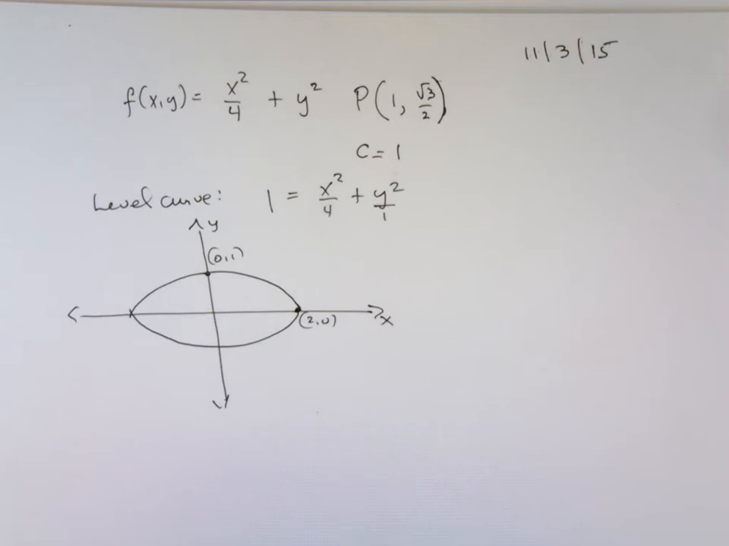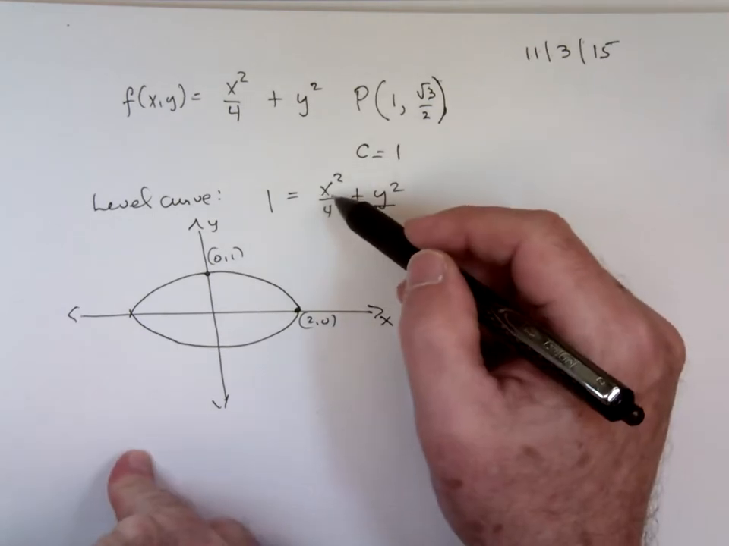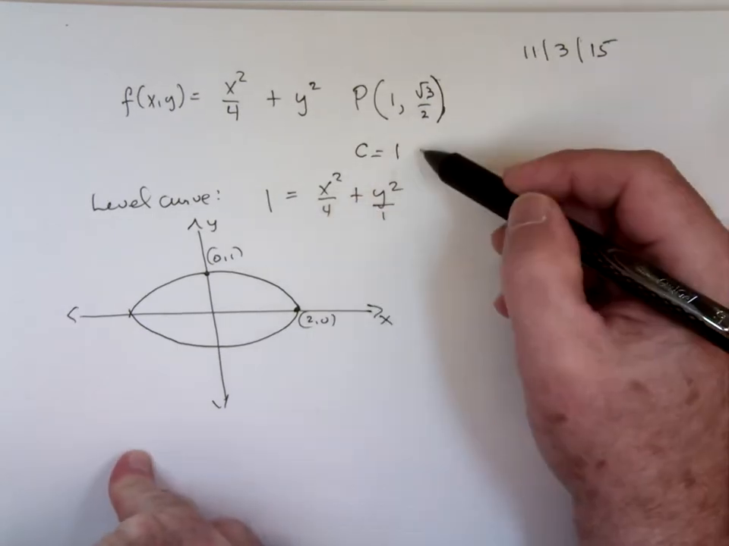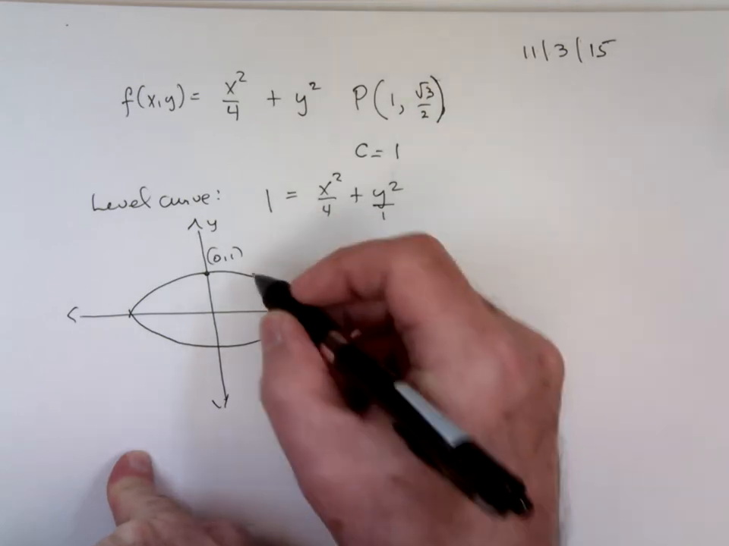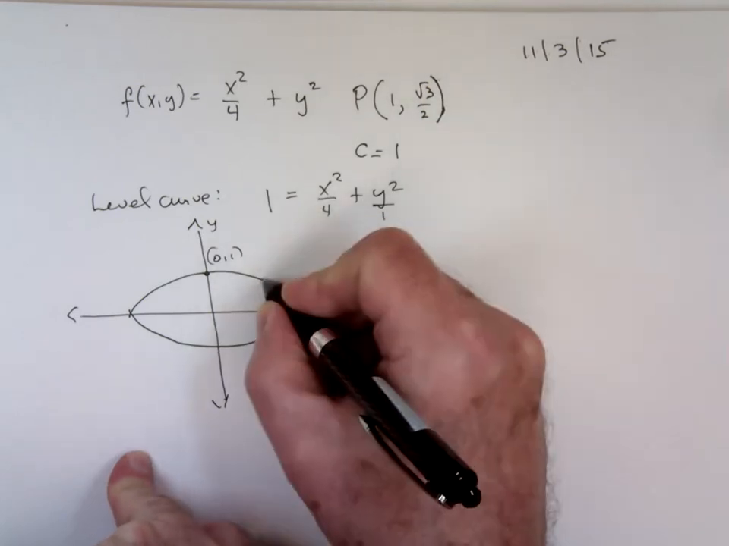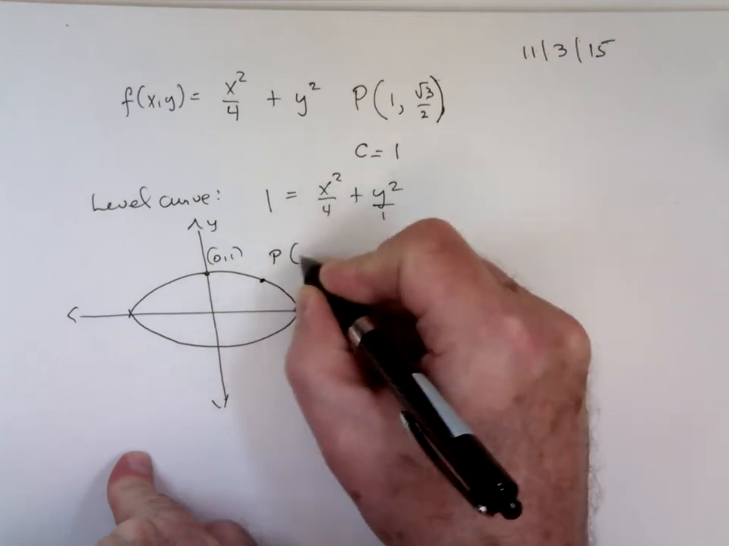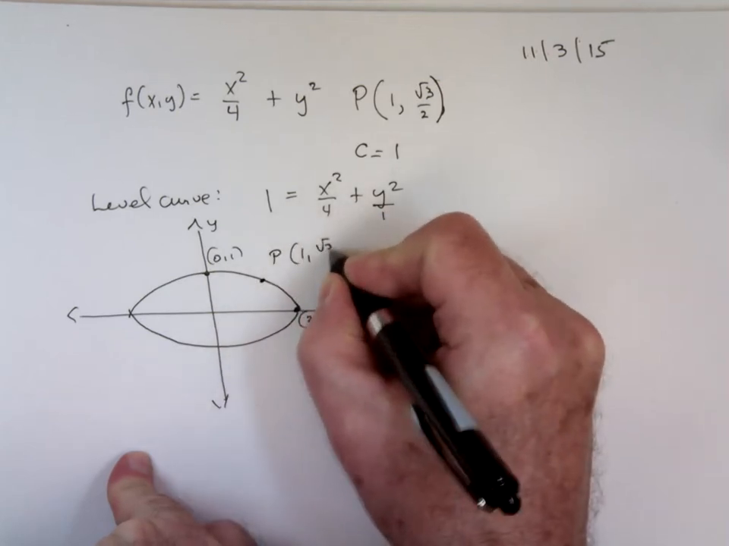Now, I want to take this point, 1, square root of 3 over 2, which hopefully is on this ellipse. 1 gives us 1/4. Square root of 3 over 2, when I square it, will give me 3/4. Yes, that's a point on this ellipse. It's 1. Here's our point, square root of 3 over 2.